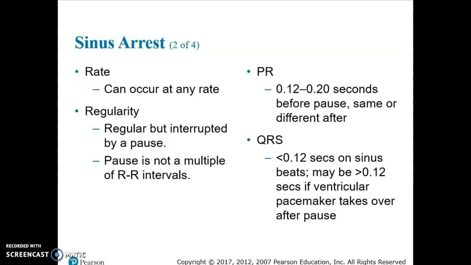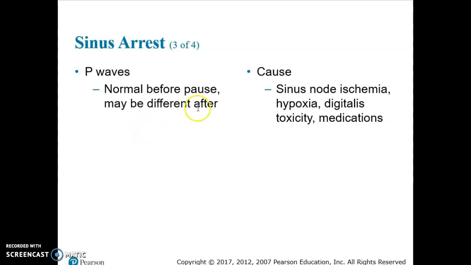The PR intervals here are 0.12 to 0.20. And the QRS is less than 0.12 seconds on sinus beats. It may be greater if the escape beat fires in. So if we have an escape beat that comes in from a lower pacemaker, you may see a wider QRS, because that's telling you that the ventricle fired for that escape beat. P waves are normal before the pause. They may be different after.